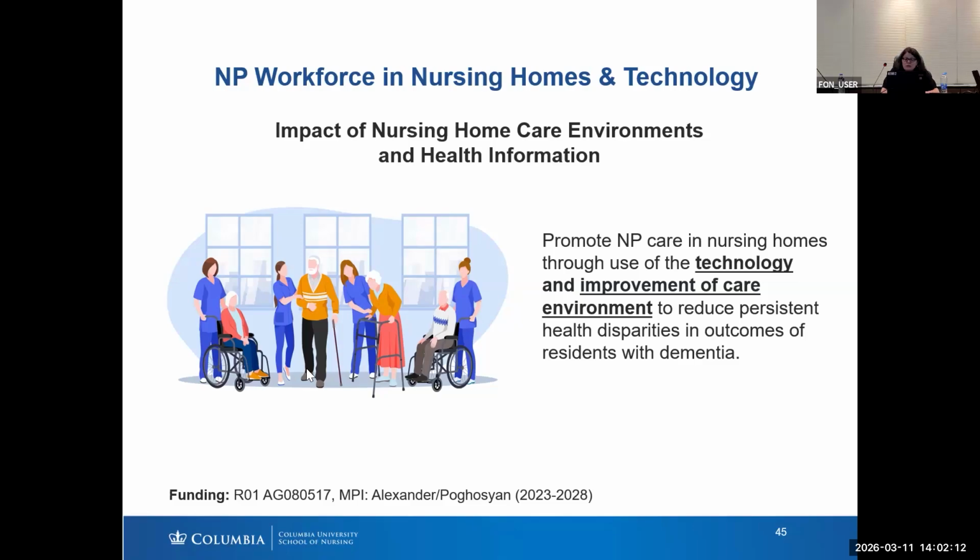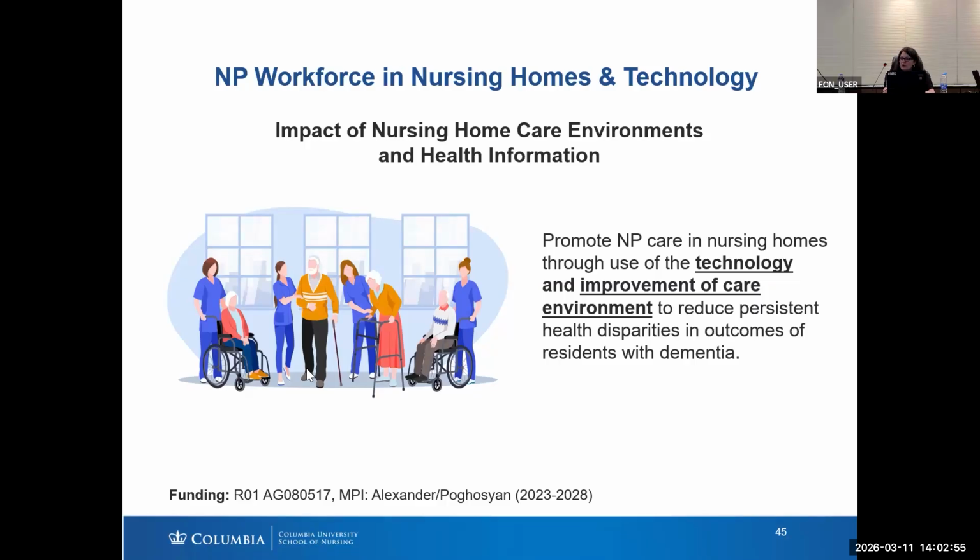So for this study, we're collecting data from all nurse practitioners who work in the nursing homes and merging it with nursing home resident data, to see if nurse practitioners use technology and have a good environment to work, then patient outcomes are better. So you see how we went from NP instrument, work environment, patient outcome, teams, home-based primary care, and nursing home, and how each study led to the next study. Does that sound good to you? Okay.